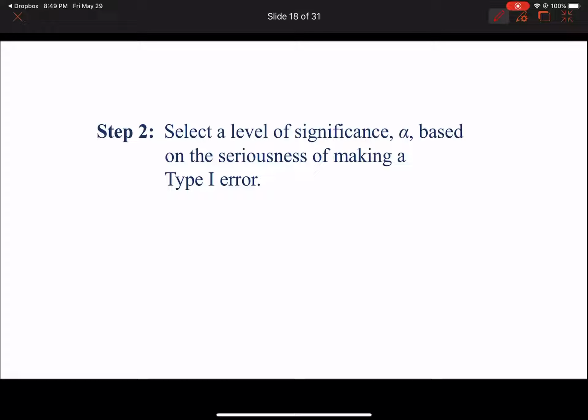Next, we need to select our level of significance, our alpha, based on the seriousness of making a type 1 error. Remember, the type 1 error is when we reject the null hypothesis when the hypothesis is true. You'll be given what that alpha is, or you'll be told something like 95% confidence. You'll be given what that level of significance is. You don't have to figure that out. But we're basing everything on the alpha, on the seriousness of making that type 1 error.